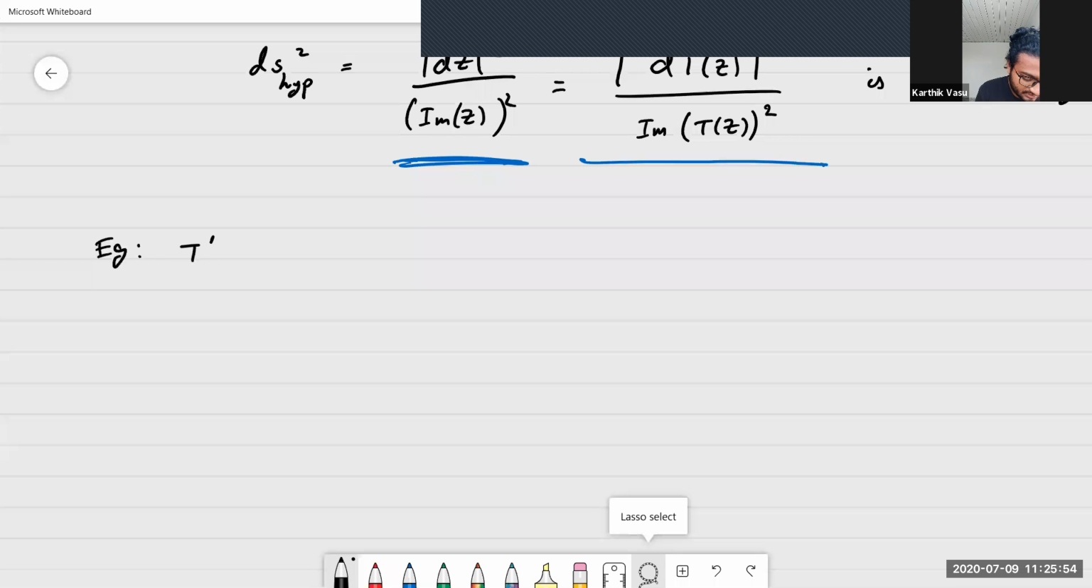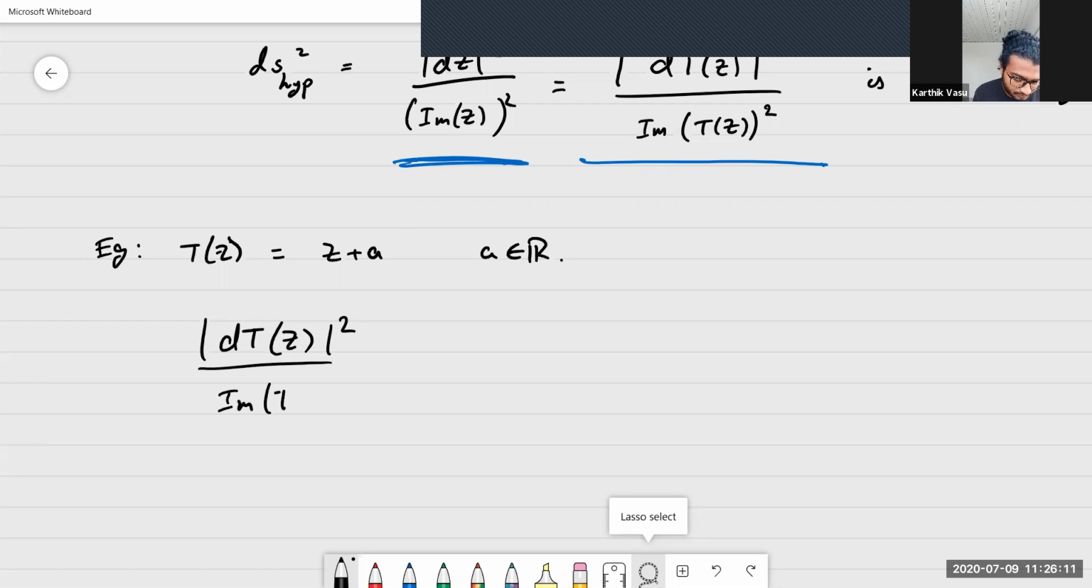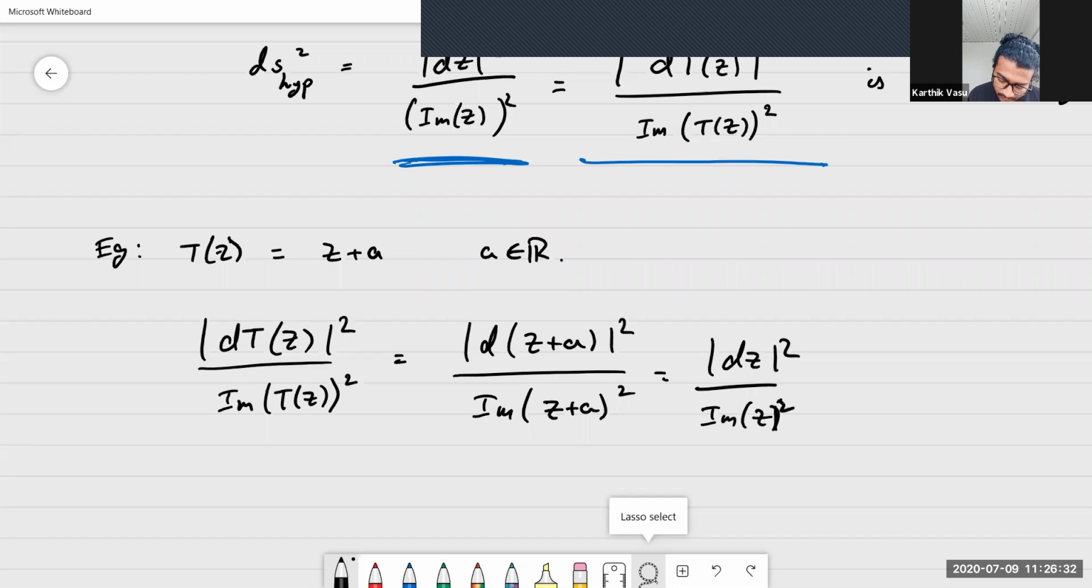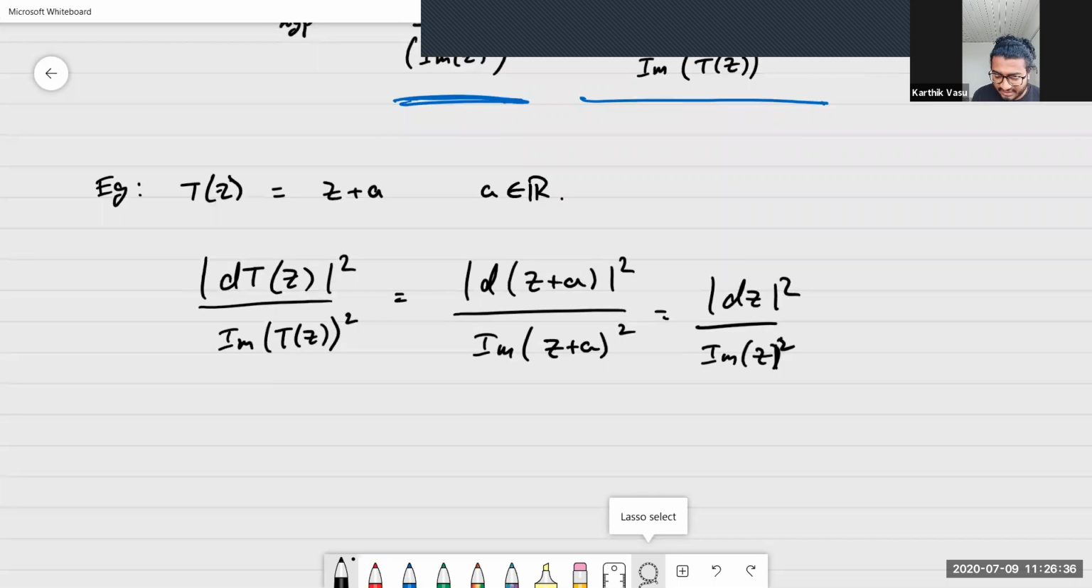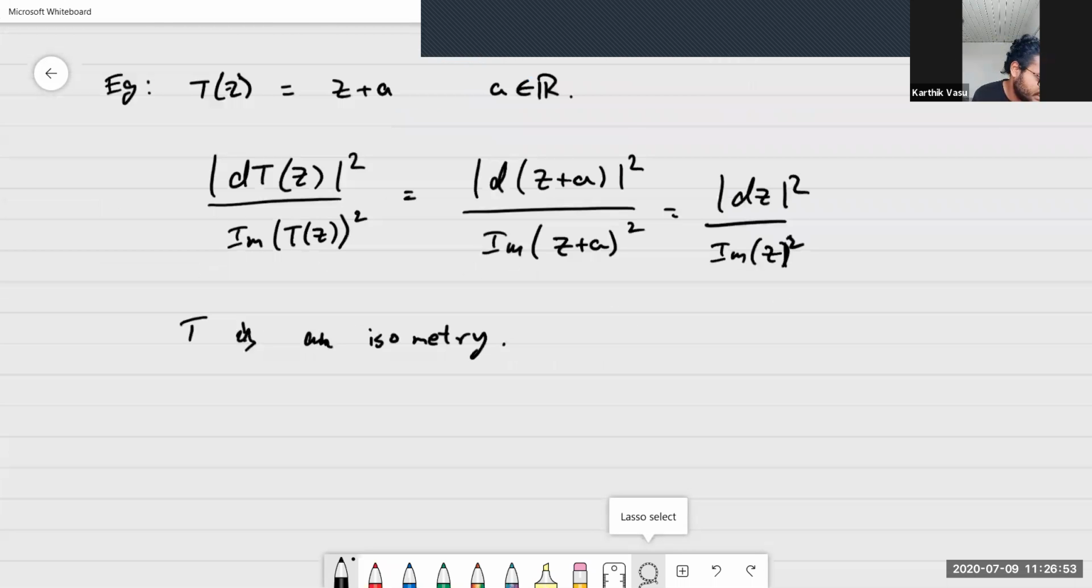Anyway, I'll do some examples, you will see. So given an example, look at z plus a, where a is a real number. Then we see that the metric is invariant if you compose with T. Okay, there are other examples as well.